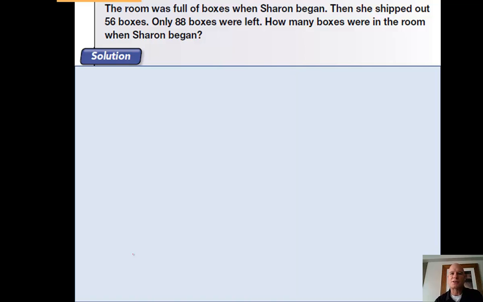The room was full of boxes when Sharon began. Then she shipped out 56 boxes. Only 88 boxes were left. So how many boxes were in the room when Sharon began? In this problem, you need to envision a room full of boxes. When Sharon is all done, there's only 88 boxes left. If she were to ship out 56, how many boxes did she start with? That's what you're trying to figure out. See if you can do this and then restart the video.